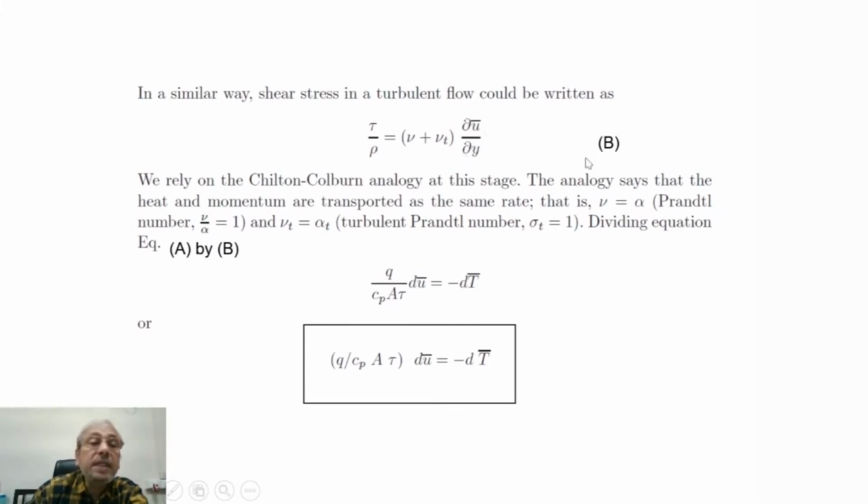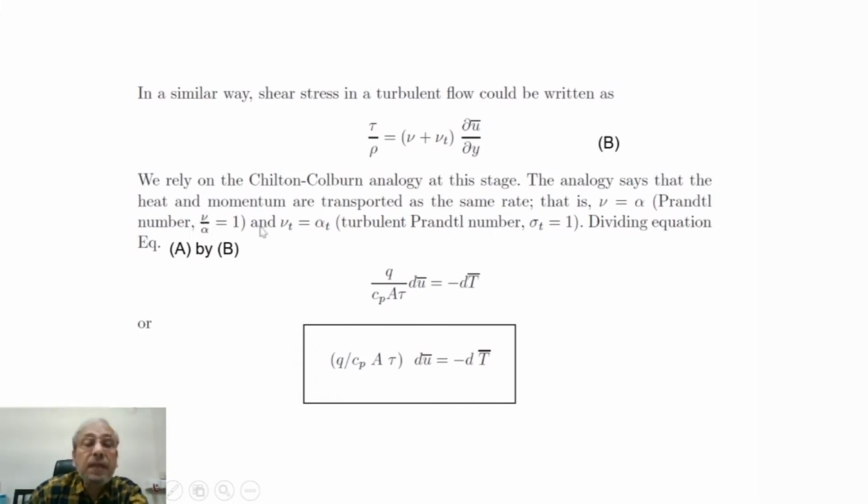We are calling this B. Now we rely on the Reynolds-Colburn analogy at this stage. The analogy says that heat and momentum are transported at the same rate, that is nu equal to alpha, that is the Prandtl number, which is a property of the fluid, basically kinematic viscosity by thermal diffusivity, that is equal to 1. That means nu by alpha equal to 1 and nu equal to alpha.